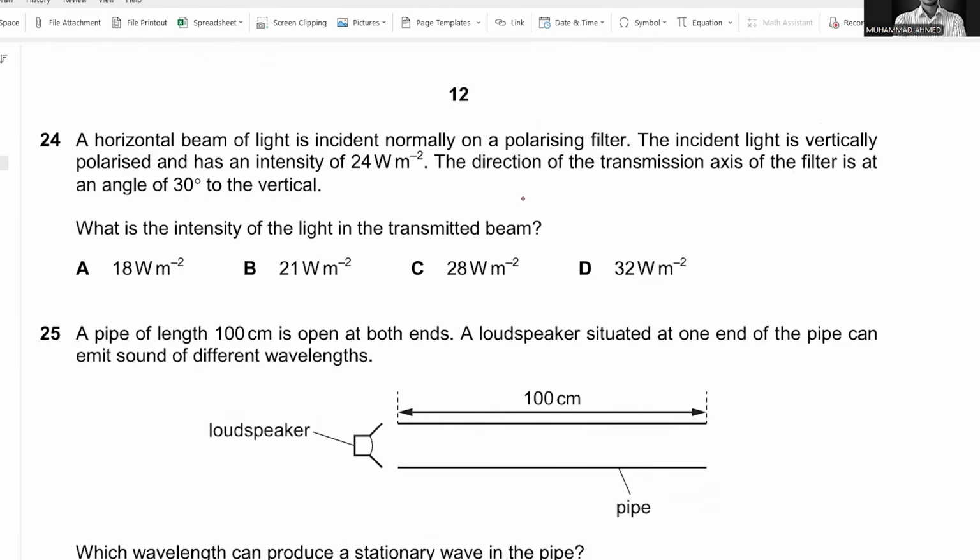A horizontal beam of light is incident normally on a polarizing filter. The incident light is vertically polarized and has an intensity of 24. This is your incident light intensity. The direction of the transmission axis is 30 degrees to the horizontal. You have to calculate the intensity of light in the transmitted beam. I is equal to I naught cosine square theta. What is I naught? 24 cosine square 30.